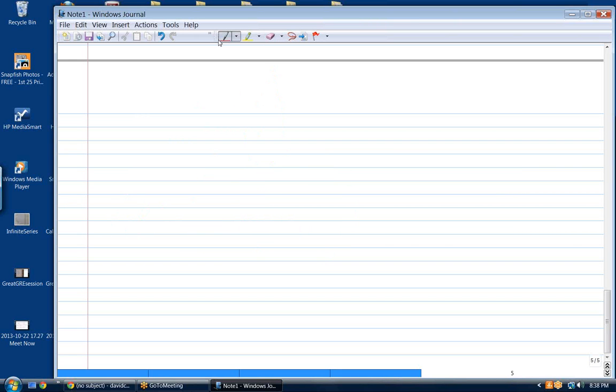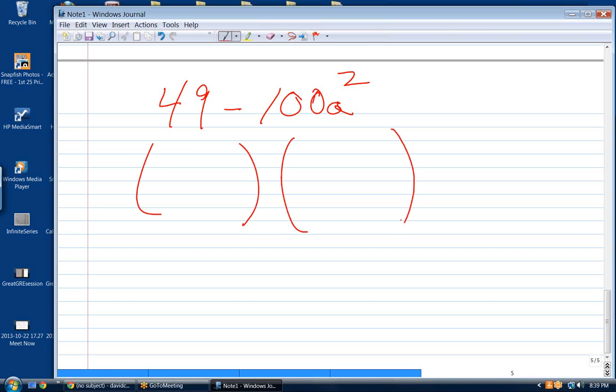Okay. Let me look in my book. More. That's A. Whenever you see just 2 terms like this, there's no A term, always think difference of squares. It almost always is.